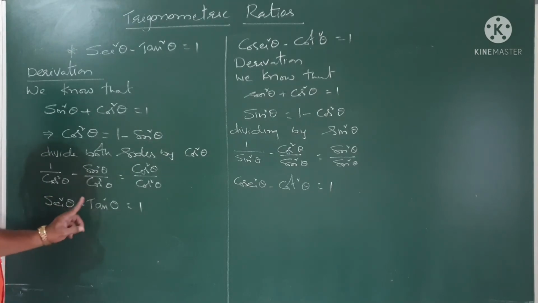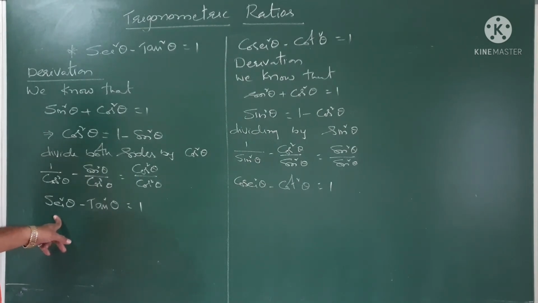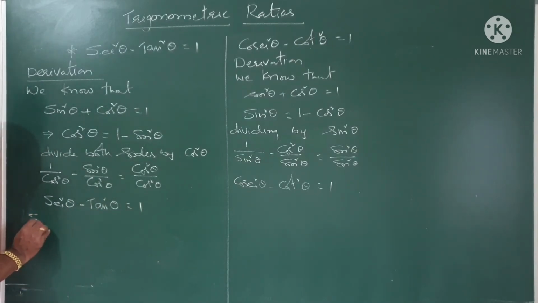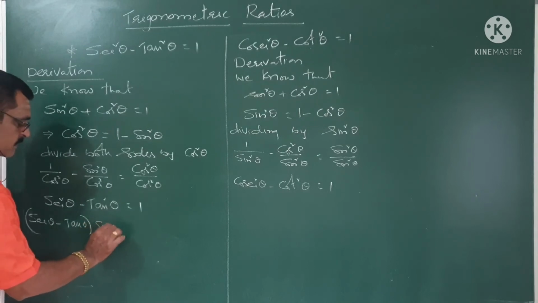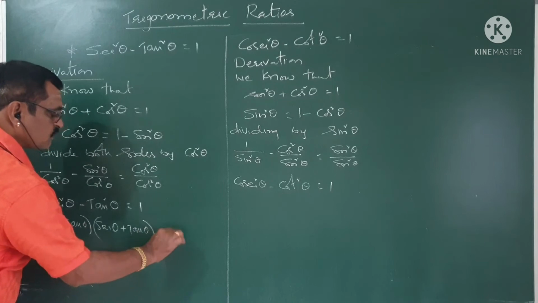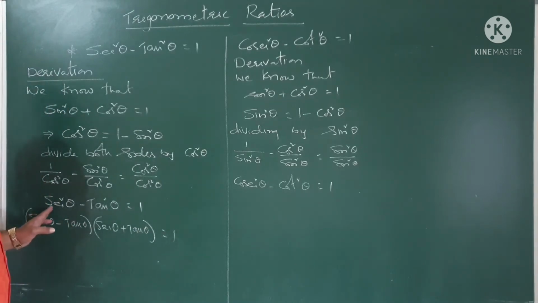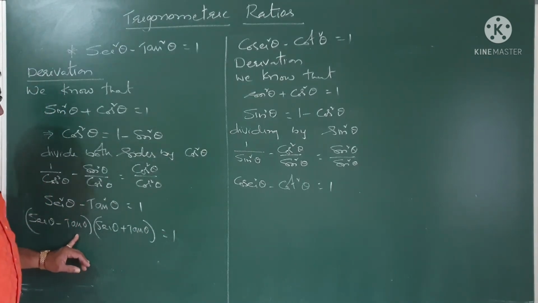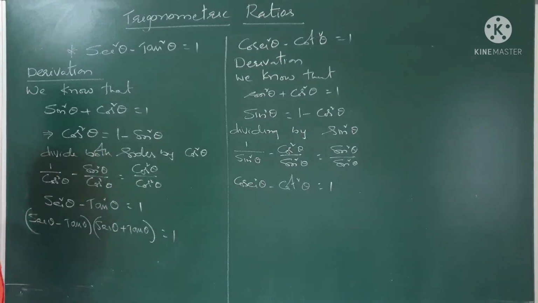Secant square theta minus tan square theta. It looks like the identity a square minus b square, right? So I can write this as factors of two terms. What are they? Secant theta minus tan theta times secant theta plus tan theta is equal to 1. I just wrote the factors as secant theta minus tan theta and secant theta plus tan theta.